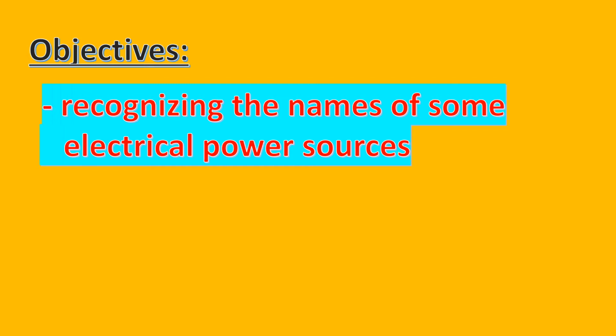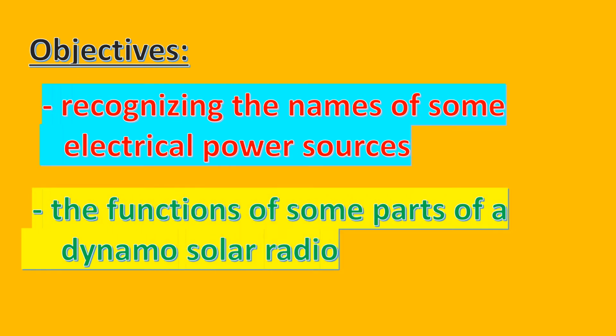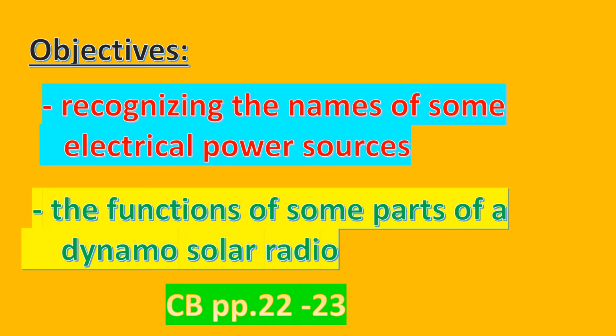Electrical power sources. The second objective is the functions of some parts of a dynamo solar radio. So we will know the functions of some parts of a dynamo solar radio. It's a radio that uses solar energy and the dynamo. We'll see this during the lesson, and to do the lesson please open the course book pages 22 and 23.